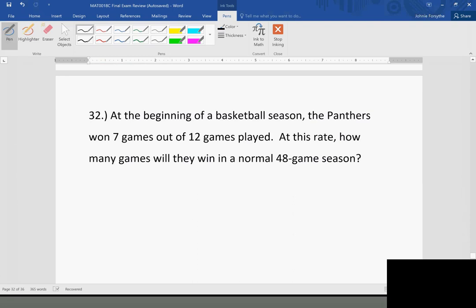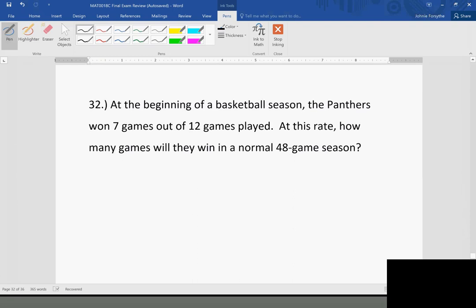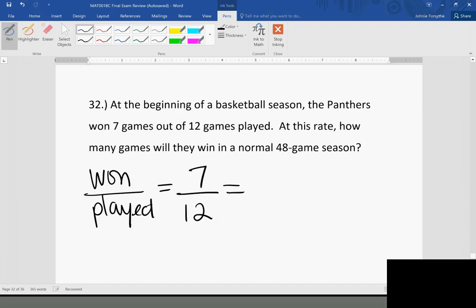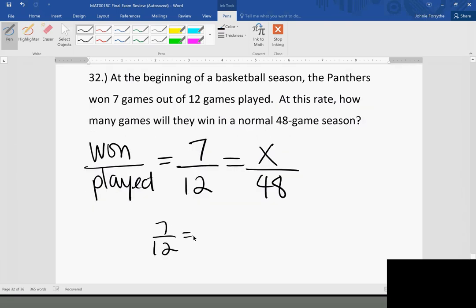Okay, 32. At the beginning of a basketball season, the Panthers won 7 games out of 12 games played. At this rate, how many games will they win in a normal 48-game season? So we can set up our proportion to be games won over games played. So the first one would be 7 games won out of 12 games played. At this rate, how many games will they win? We don't know, over 48 games. So let's see, we have 7 over 12 equals X over 48.